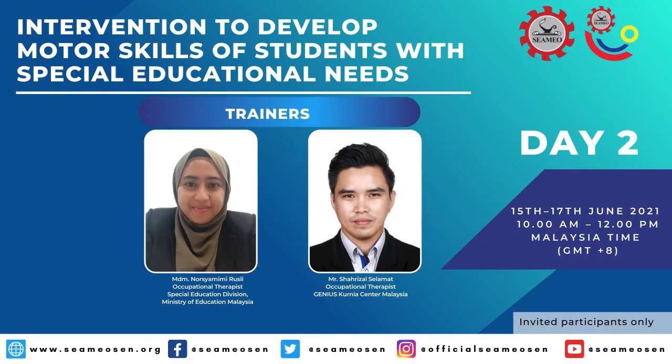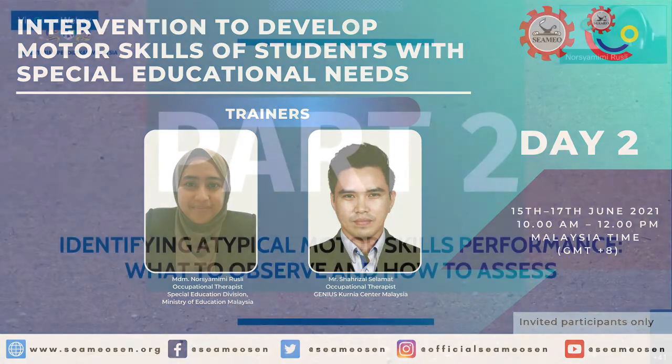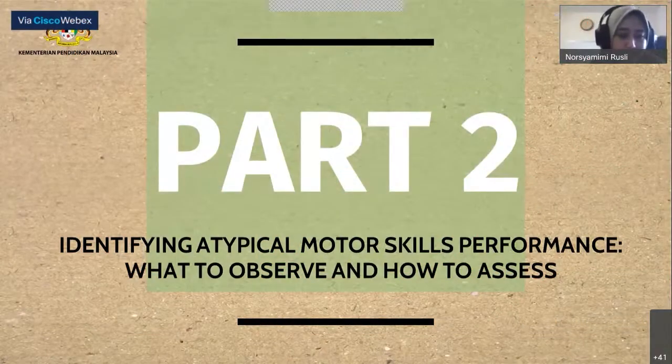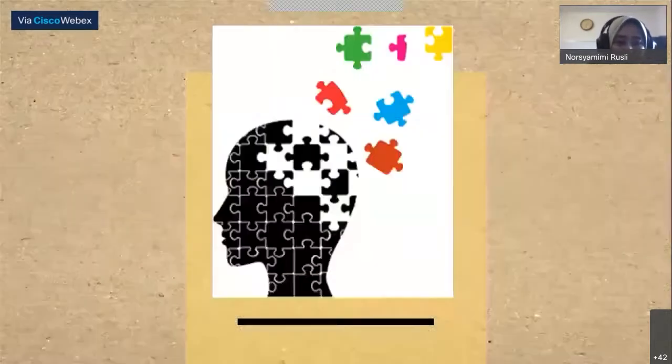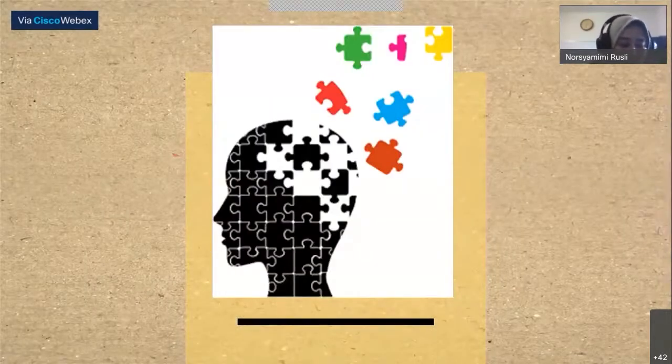Okay, so we're going to continue on part 2, which will introduce identifying atypical motor skills performance, what to observe and how to assess, mostly focusing on teachers doing assessment or screening to detect delay in motor skills performance. Before we start today's session, I would like to recall yesterday's sharing.